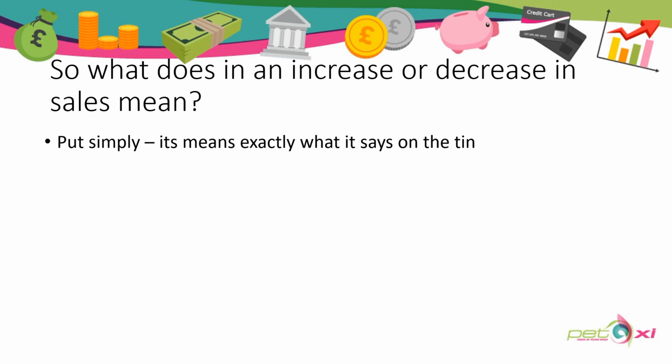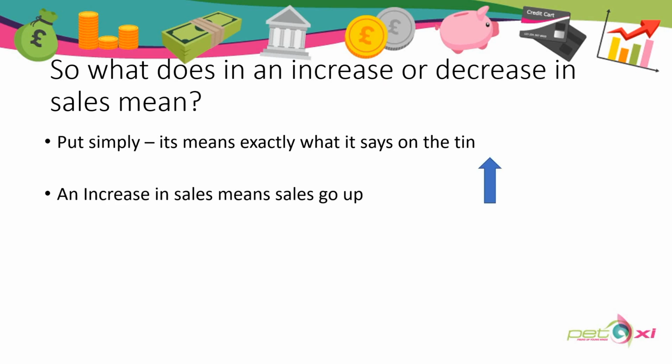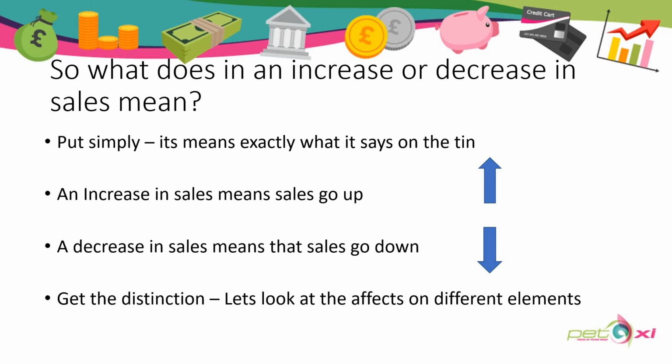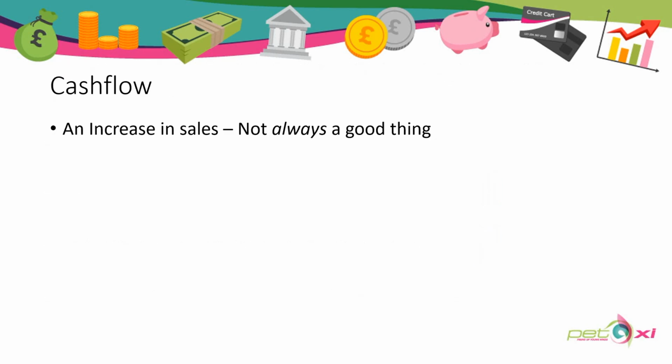In the simplest terms, it means exactly what it says on the tin. An increase in sales means that sales go up. A decrease in sales means that sales will go down. Now, we are always heading for a distinction where possible, so let's look at each element and the effect an increase or decrease would have. Let's start on cash flow.